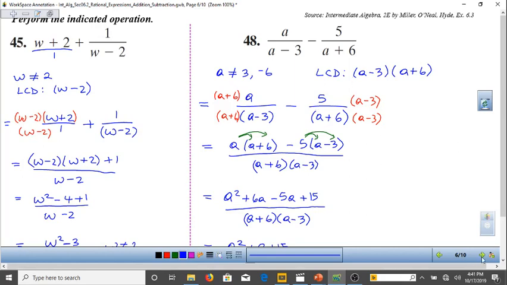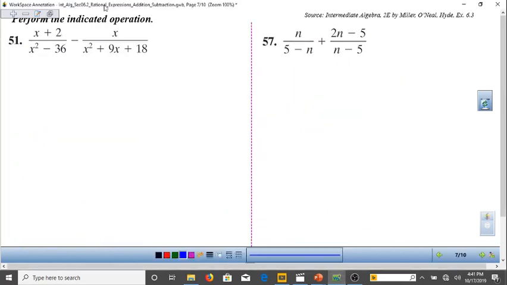Now, in this example, we are going to be adding the two expressions here. And as usual, the first step is to factor the denominators. So we're going to factor the denominators of both fractions. We won't factor the numerator. So this is a difference of squares, x minus 6 multiplied by x plus 6. And then we're going to have minus, and we're going to factor the denominator of the other fraction.